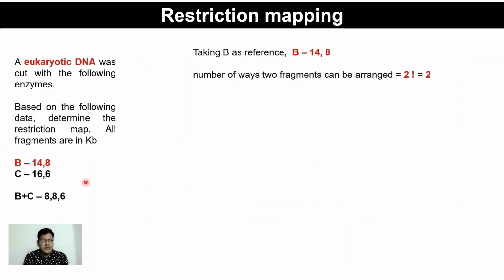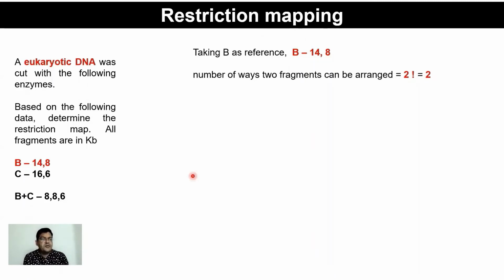So first in the map, we mark the position of B. So we take B as our reference, and we know B on complete single digestion gives you 2 fragments, 14 kb and 8 kb. So the number of possible ways in which it can be arranged equals 2 factorial, which is 2 into 1 equals 2 here, right?